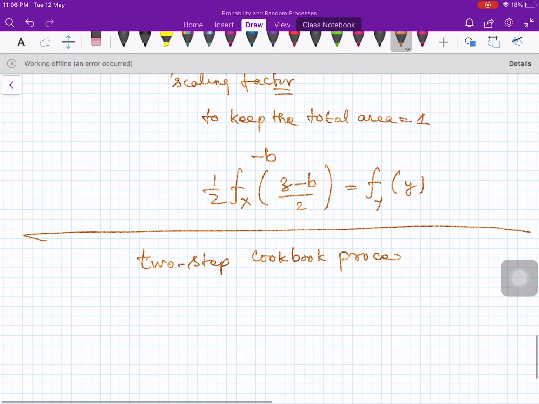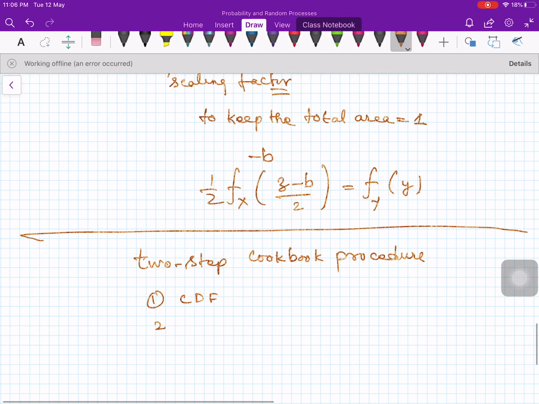What is a two-step cookbook procedure? First, you find the CDF of the random variable which you want to find out. Then differentiate the CDF in order to get the probability density function of the new random variable y, whatever it is. So in order to keep our skills tuned and refined, let us do this cookbook procedure in a more formal way, using our two-step cookbook procedure.